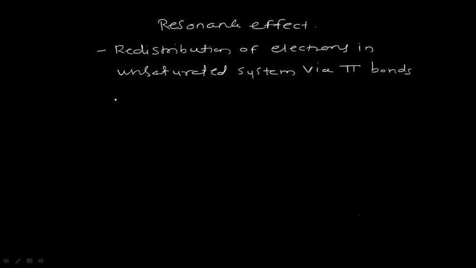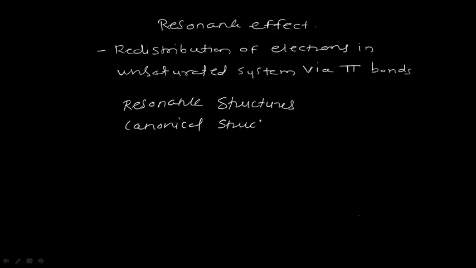Most of the times, a molecule and its properties cannot be explained by a single structure, and the properties can be explained by two or more individual structures of that molecule which are interconvertible, and those individual structures are called resonance structures or canonical structures. So those resonance or canonical structures can explain the properties of the molecule very well.